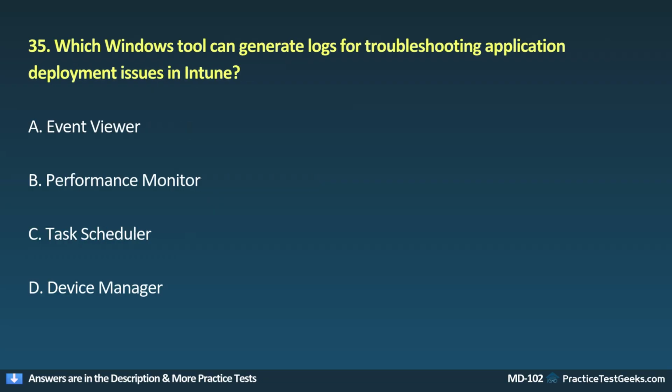35. Which Windows tool can generate logs for troubleshooting application deployment issues in Intune? A. Event viewer. B. Performance monitor. C. Task scheduler. D. Device manager.